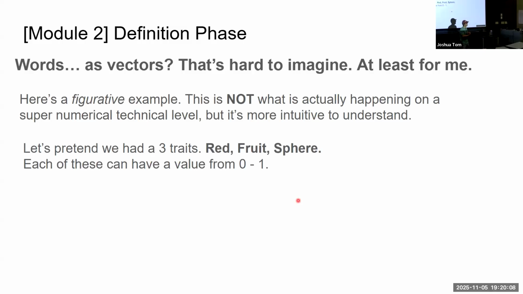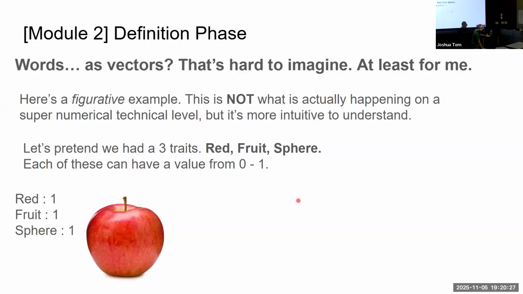So we have the trait red. Is it red or not? Fruit, is it a fruit or not? And is it spherical or not? That can be either on or off. So if it's on, it's red. If it's off, it's not red. If we have something that's red, is a fruit, and is spherical, 1s for all of those, that's an apple. We can pretend that's an apple.